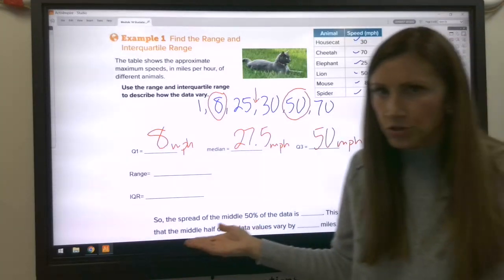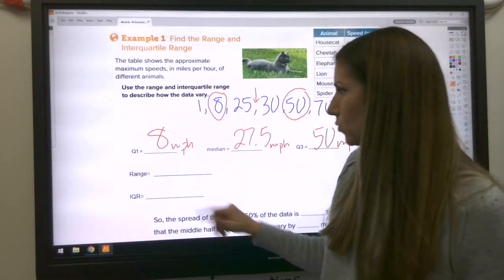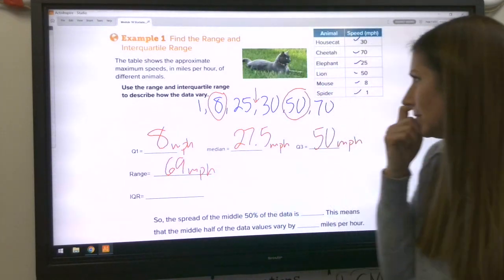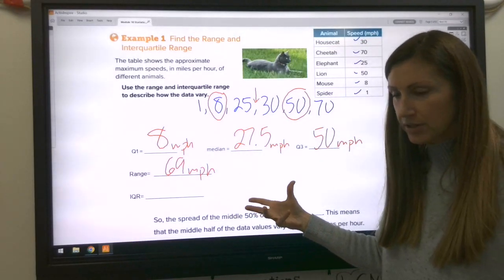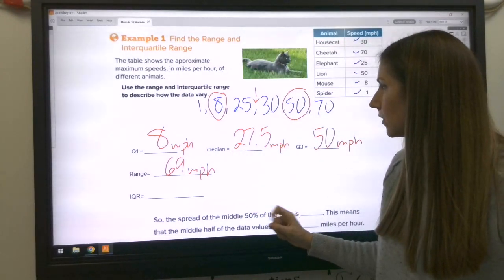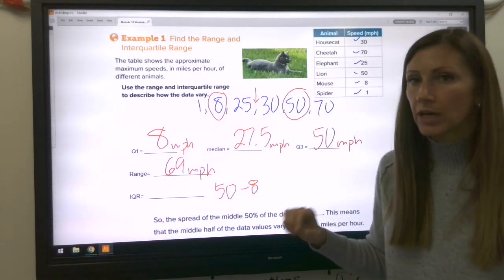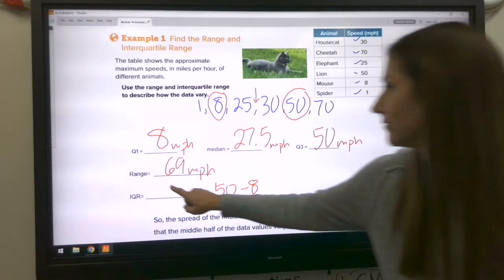All right, so range, 70 minus 1, 69 miles per hour. And then the interquartile range. What do you do to calculate those? So yeah, you take the 50, you subtract the 8, and you get easy whole numbers, right? 42.